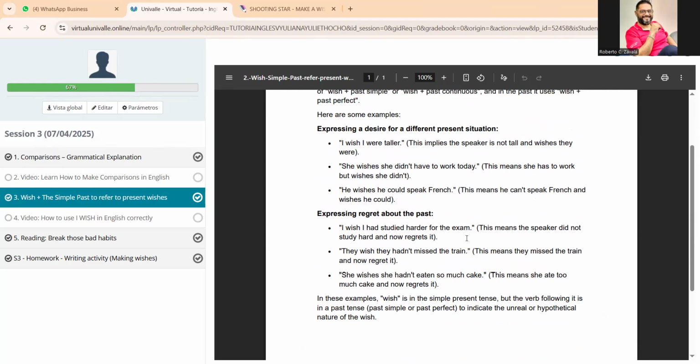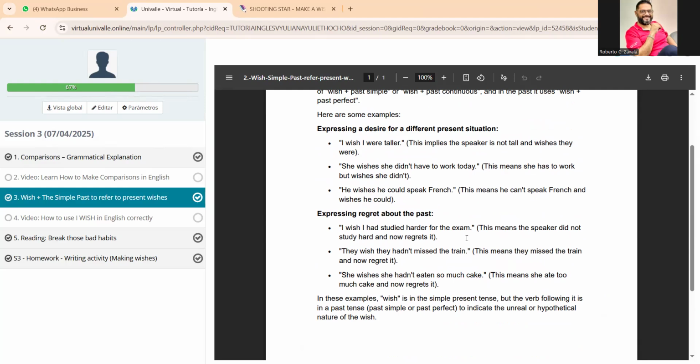Expressing a desire for a different present situation. I wish I were taller. This implies the speaker's not tall and wishes they were. She wishes she didn't have to work today. This means she has to work but wishes she didn't. He wishes he could speak French. This means he can't speak French and wishes he could.